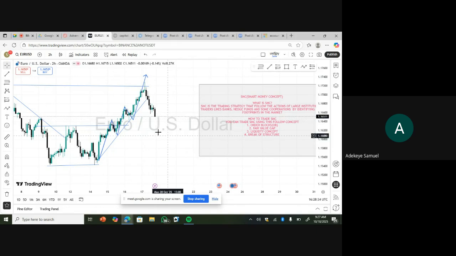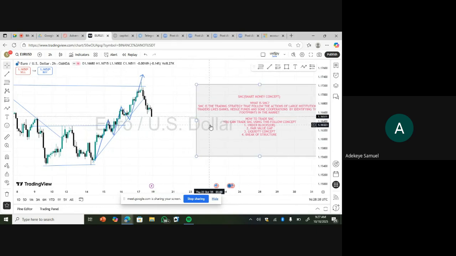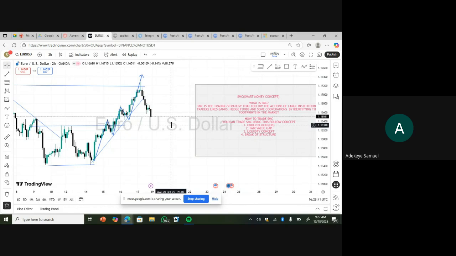So let's take order blocks. What are order blocks? Order blocks are an area or a point where institutional traders or big firms are trying to step in and take control of the market. They are stepping in to move the market.